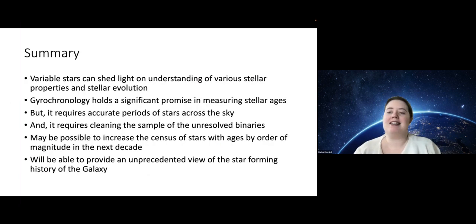So just to summarize, variable stars, particularly rotational variables, can help us understand a number of stellar properties as stars age. In particular, it allows us to estimate the ages of our stars using gyrochronology. It's not something that we are at the position to apply regardless of where the star is, but hopefully over the course of the next 10 years, TESS is going to come through and we should have all these rotational periods.